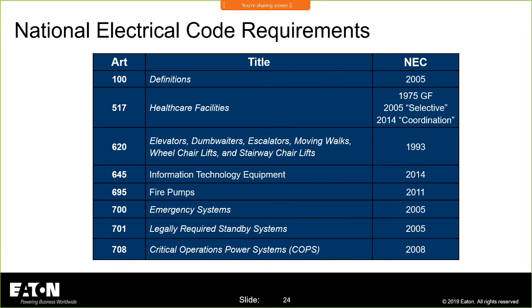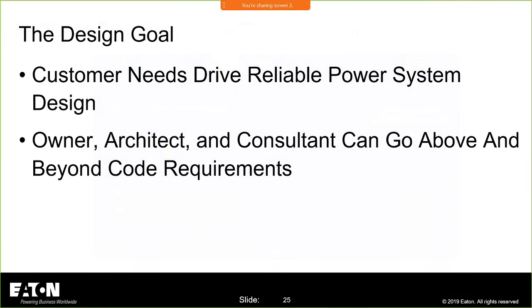We had various industry people recognizing that reliable power distribution systems are important to life safety critical systems. So if you look, fire pumps, emergency systems, legally required standby systems, elevators, these are all life safety areas in the National Electrical Code, and they all have requirements around selective coordination. Healthcare is a little bit different. They just do coordination, and if we have some time, I'll go over that as well.